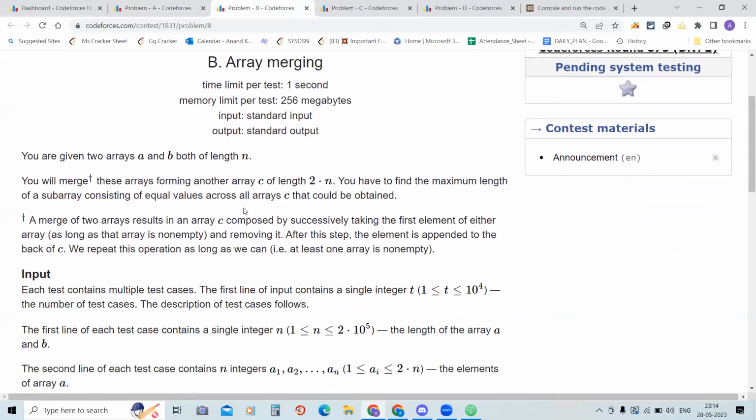Okay, so now let us move to the next problem, which was problem B, that is array merging. In this problem, you are given two arrays A and B, both of length n. You have to merge these arrays, forming another array C of length 2n. Then you have to find the maximum length of a subarray consisting of equal values across all arrays C that could be obtained.